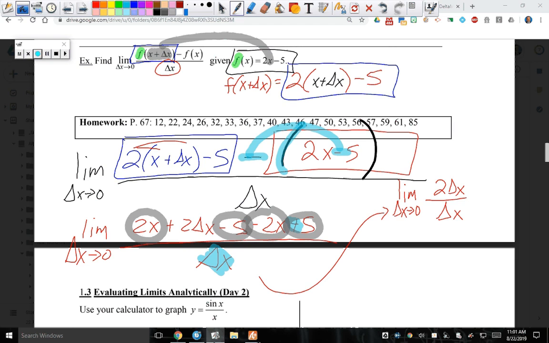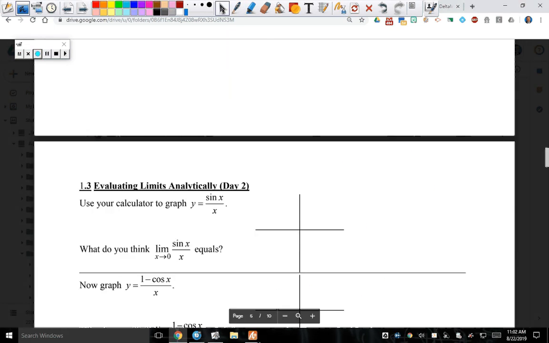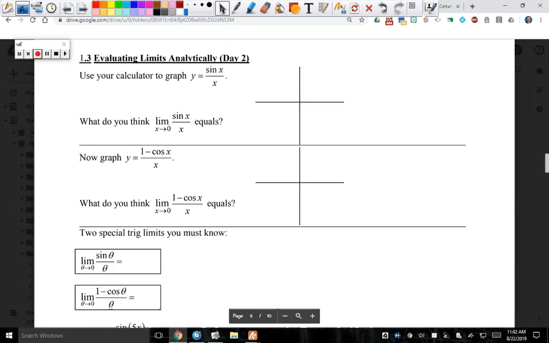What should I do next? Cancel out to a form of 1. So what's left over is just the limit as delta x approaches 0 of 2, which anyone, what would that be? 2. There's your answer. Not too bad, right? Alright, so let's do more algebraic manipulation, because some of these do change.